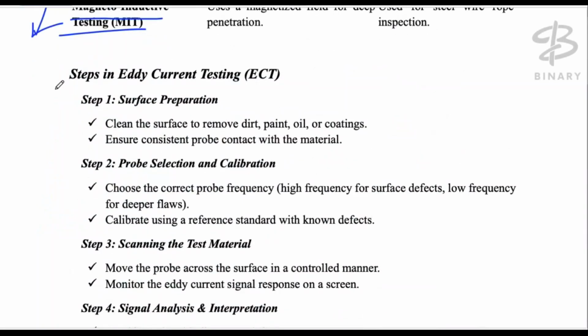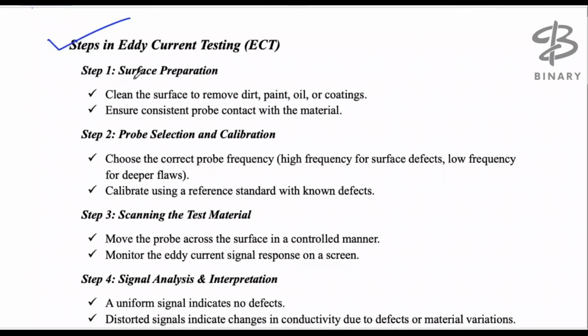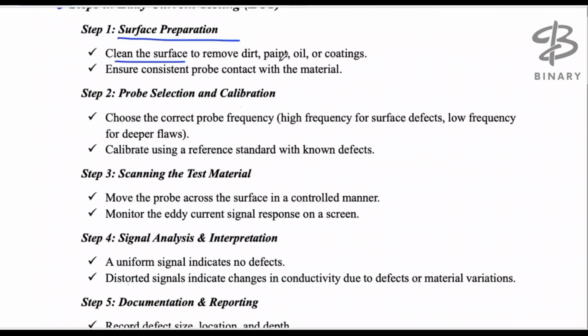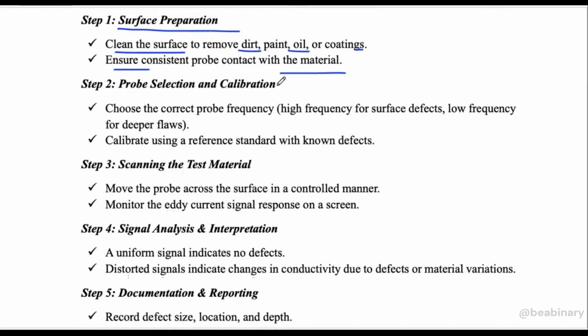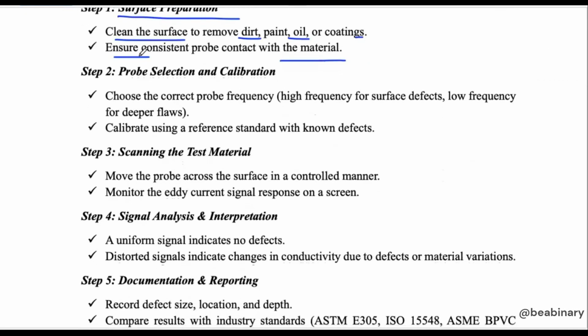What are the steps in eddy current testing? For the eddy current testing, the first step is surface preparation: clean the surface to remove the dirt, paint, oil or coatings. Ensure consistent probe contact with the material. If there is no proper contact, it will not generate the eddy current. That's why we must have consistent probe contact with the material.